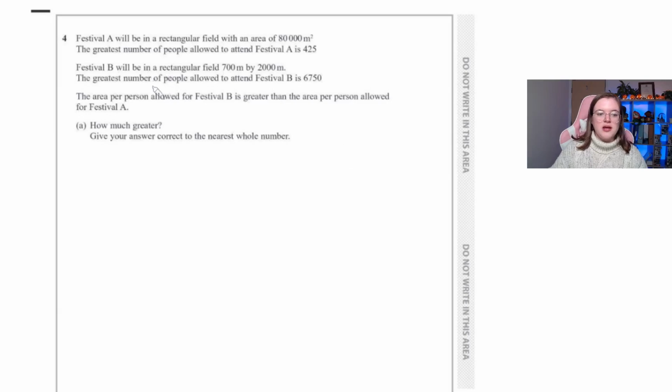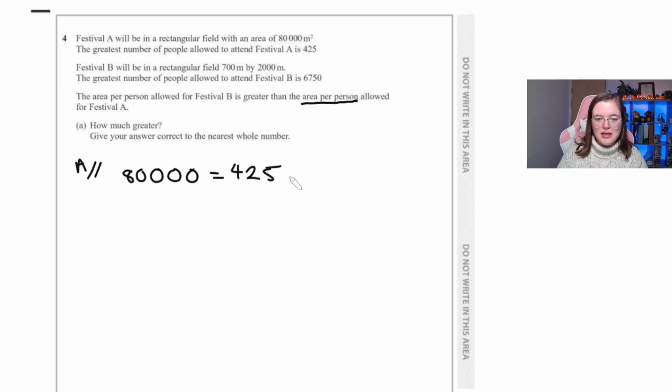So, key point here is area per person. So we're splitting up the area into individual people. Imagine they all have a little ring around them, a little box around them, essentially. So if we write that out, for Festival A, if we have the area, which is 80,000, that is for 425 people. But I want to know how much area one person gets. Therefore, I'm going to divide it by 425 to get from there to there.